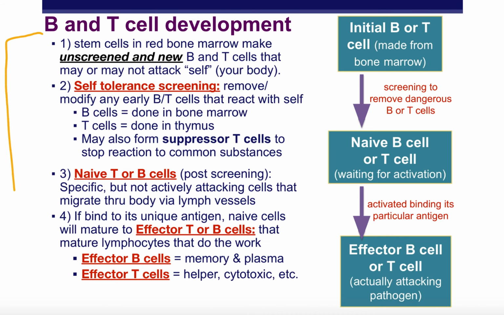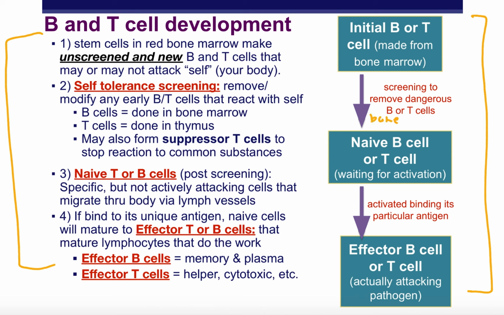Okay, so this is just the last couple slides all kind of in one place. But this is a nice flow chart, and I highly suggest you write it down. So this is the basic idea. You have your initial B or T cells that can include dangerous cells that may attack you, and you're going to screen to remove the dangerous dudes.